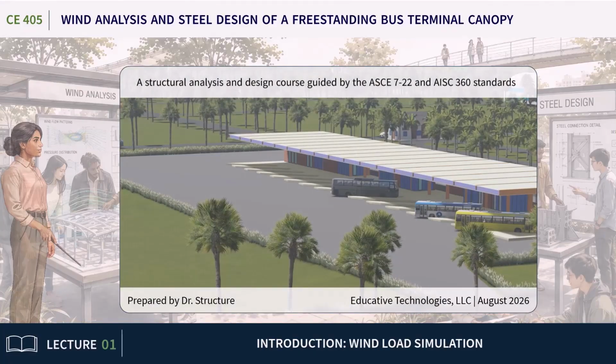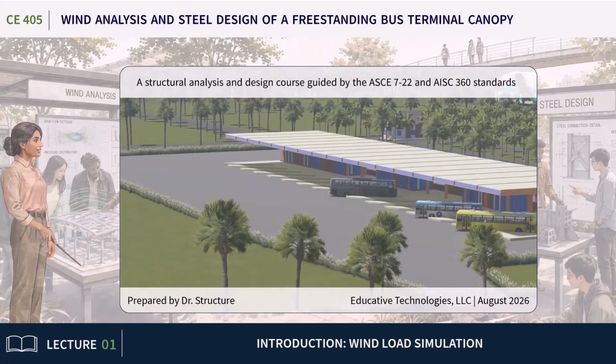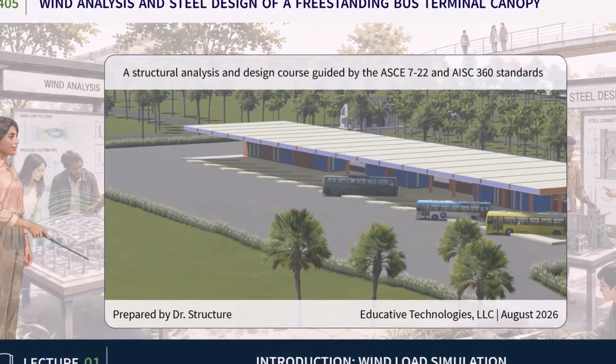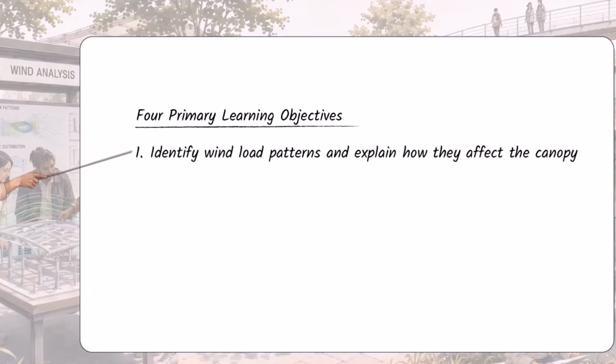A case-based course on analyzing and designing a freestanding canopy subject to wind load. In this course, we'll focus on 4 main areas. First, we'll explore how different wind load patterns affect the canopy.